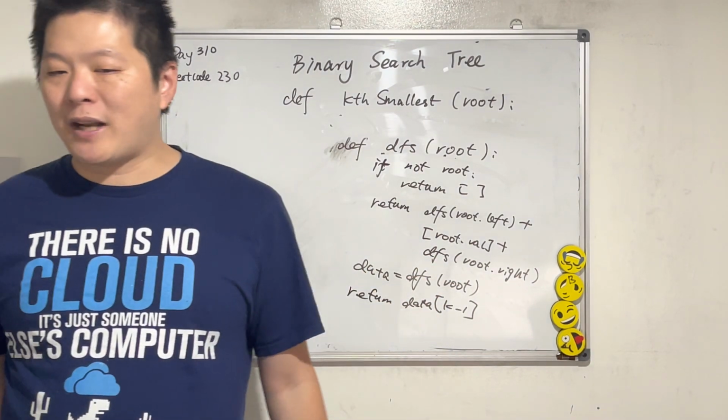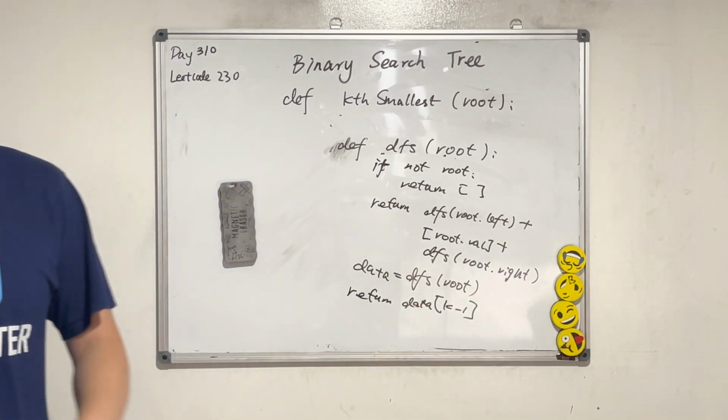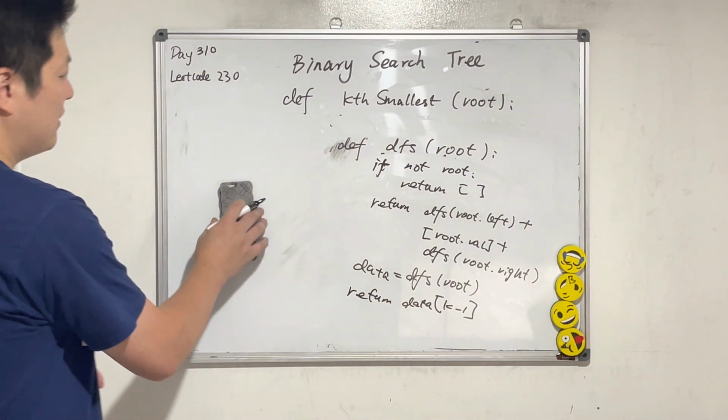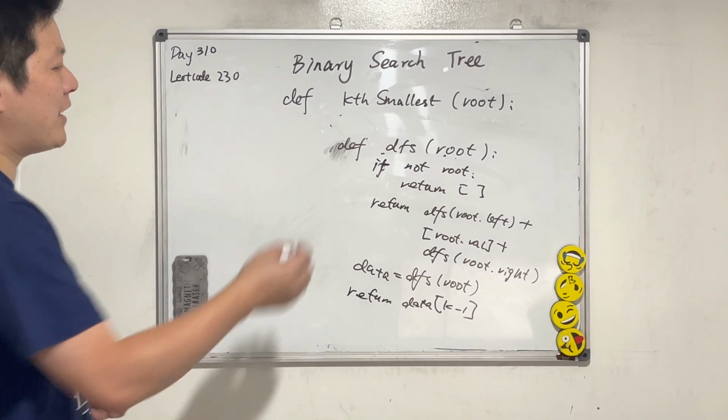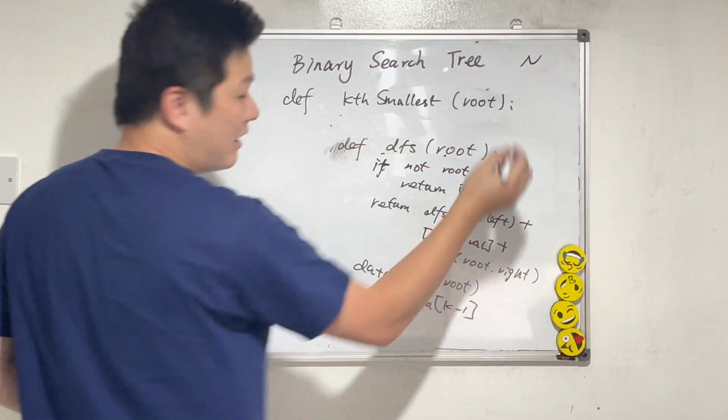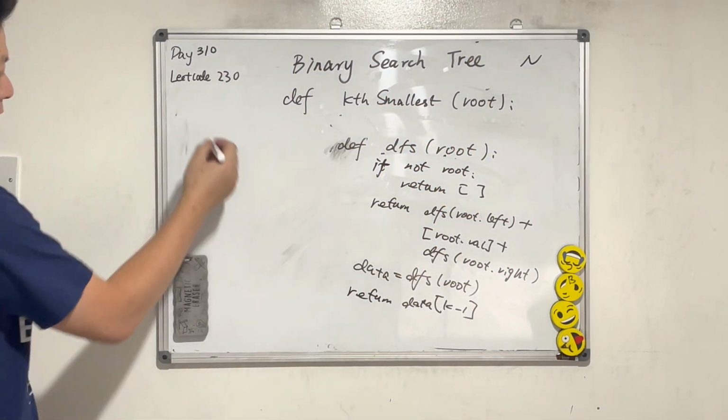What's the time and space complexity? Anyone? The time complexity is, if there are n nodes in the binary tree, O(N), yeah. We've done both.